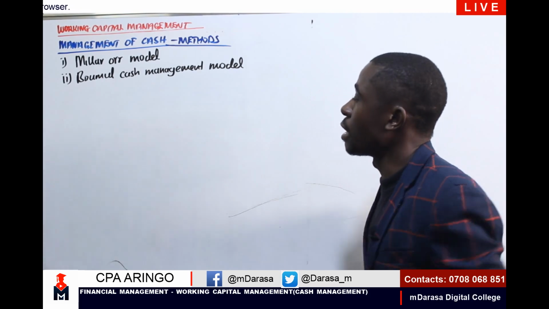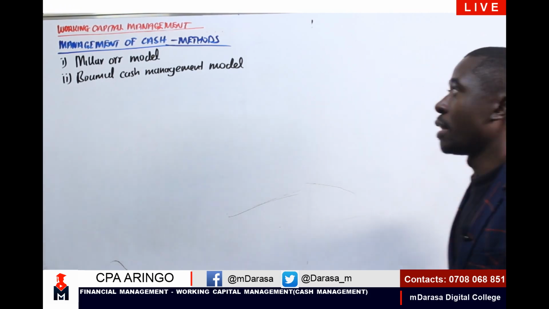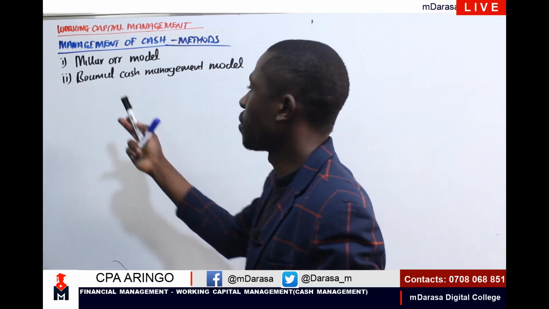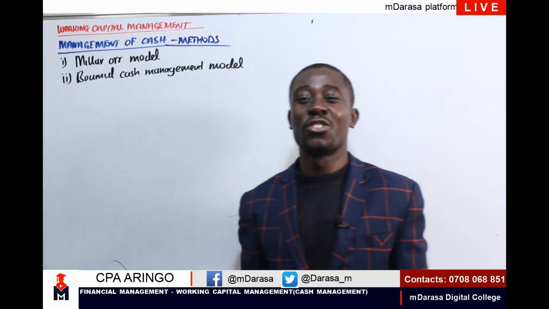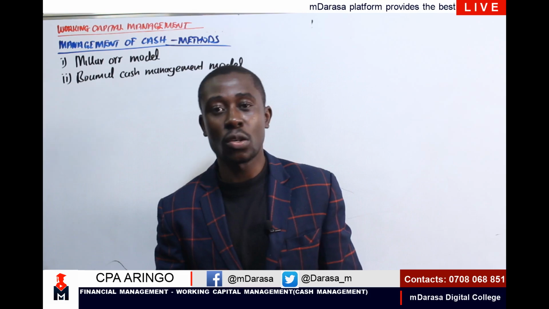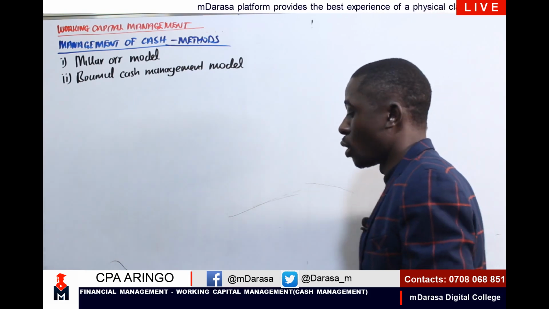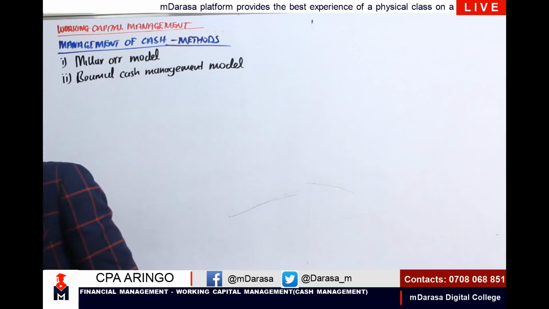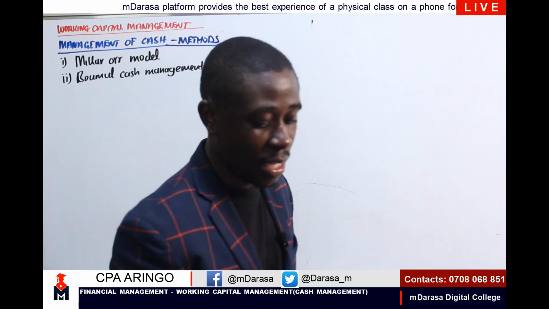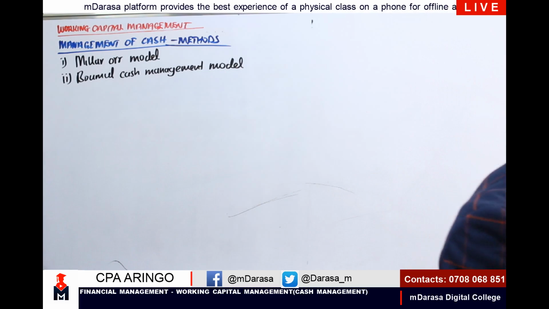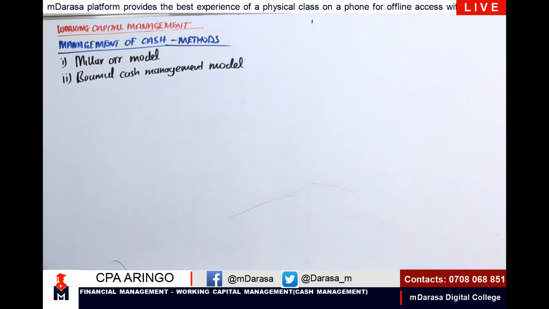So basically these are the models that we'll be looking at, and therefore in this case I want us to consider the first one because we're looking at our revisions, my good students. Of course this concept is very vital for any student doing financial management. So I want us to look at this model, Miller-Orr, a very interesting model.